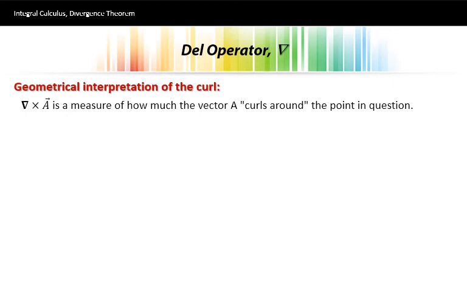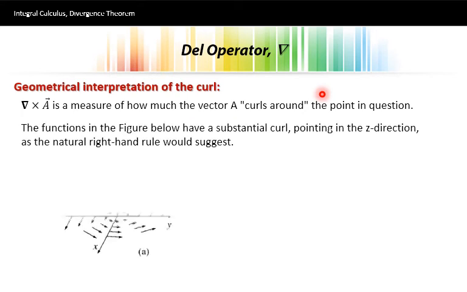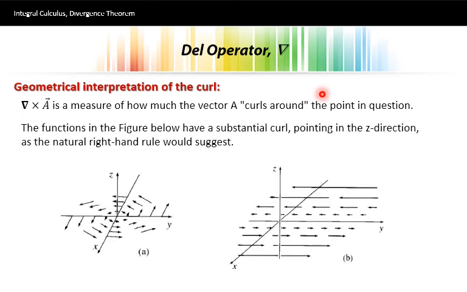Let's have a closer look into the geometrical interpretation of the curl. Curl of vector A is a measure of how much the vector A curls around the point in question. The functions in the figure below have a substantial curl pointing in the z direction, as the natural right-hand rule would suggest.